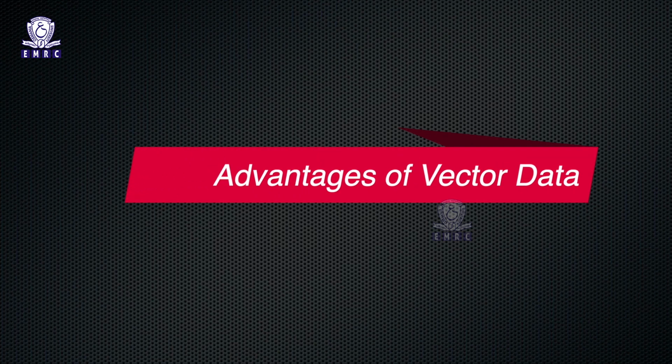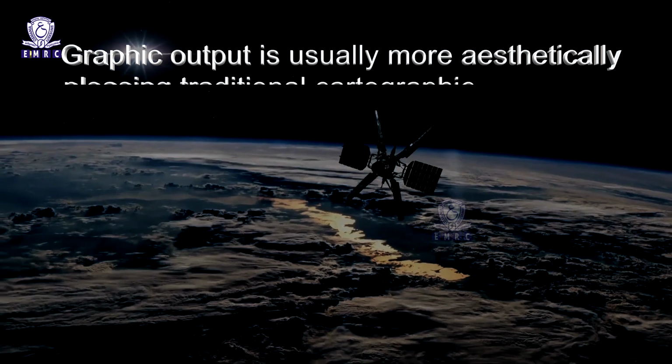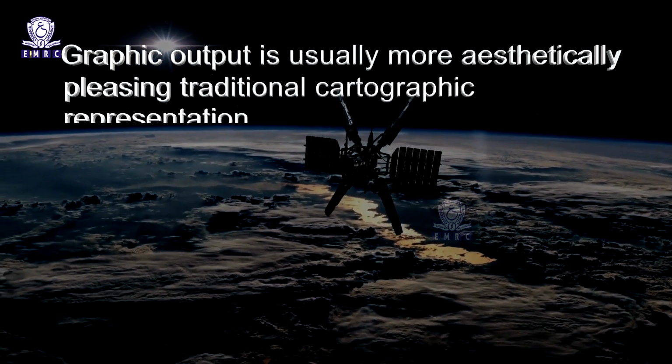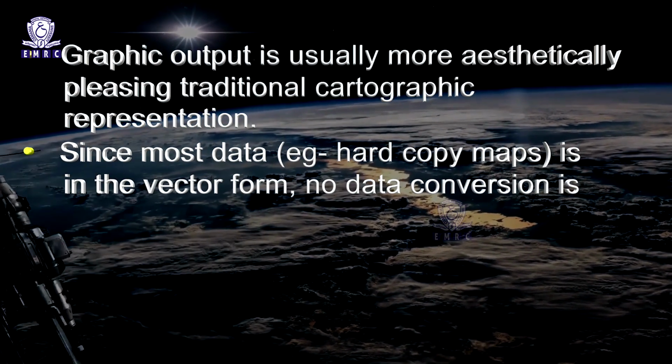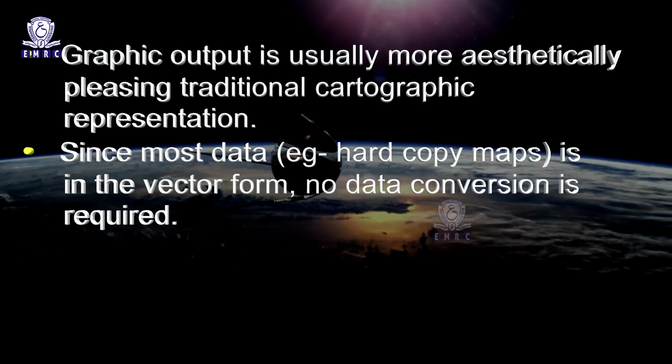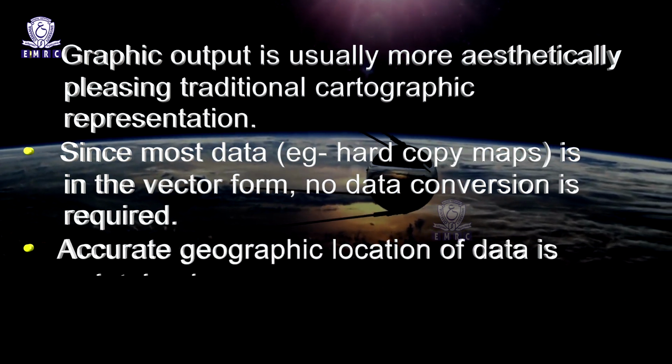Vector and raster advantages and disadvantages. There are several advantages and disadvantages for using either vector or raster data model to store spatial data. They are summarized. Advantages of vector data. The data can be represented in the original resolution and form without generalization. Graphic output is usually more artistically pleasing, traditional cartographic representation. Since most data, for example hard copy maps, is in the vector form, no data conversion is required.